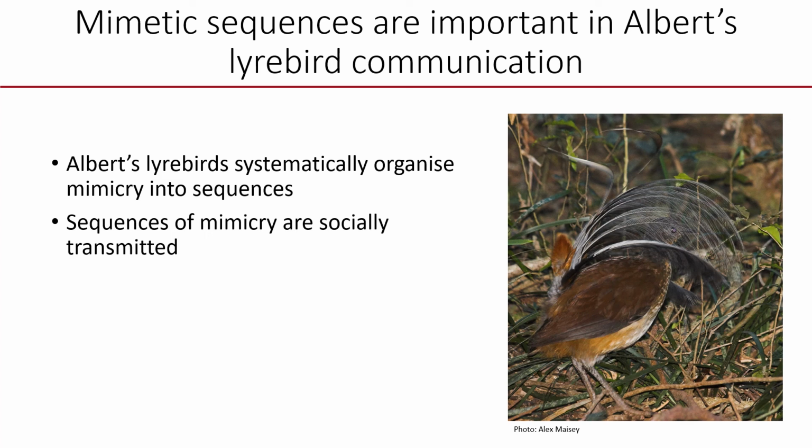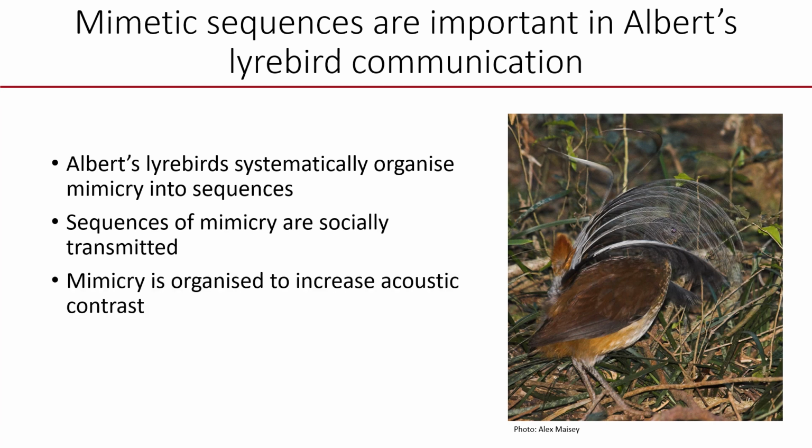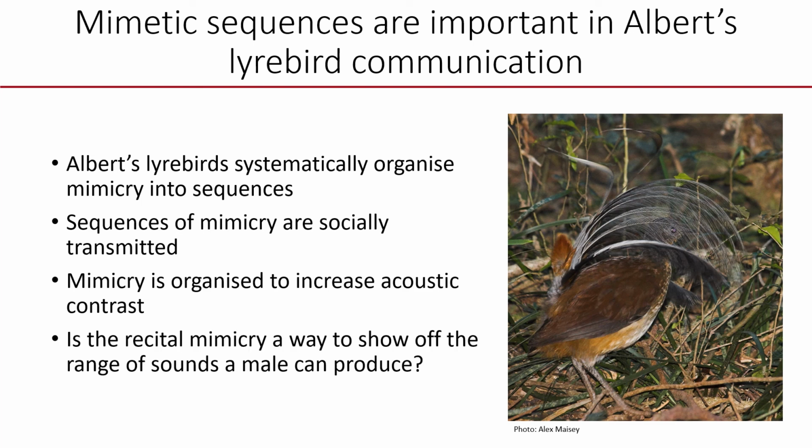So how does this compare to song and sequence learning in non-mimetic vocalisations? We then showed that the way the mimicry is organised increases the acoustic contrast between units. Mimicry used in a sexual display may function in showing a male's vocal abilities through his ability to mimic a range of other species. This study suggested in Albert's lyrebirds it is not only the number of species of vocalisations that is important, but also the acoustic range of sounds he is able to produce.